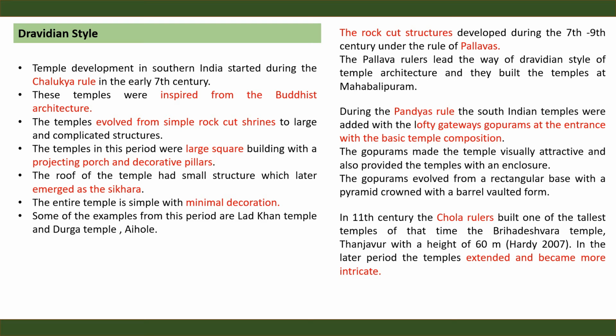Next is the Pandya rule, through which lofty gopurams or gateways at the entrance evolved. Next, during the 11th century, the Chola rule built one of the tallest temples at that time, that is Brihadeshwara temple at Tanjavur. And here, later on, the temples extended and became more intricate.